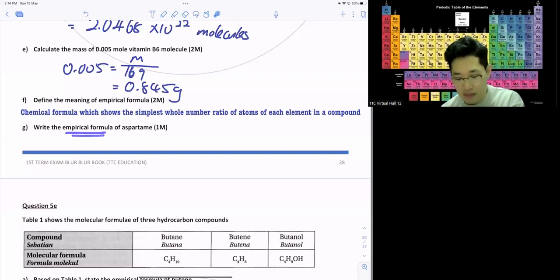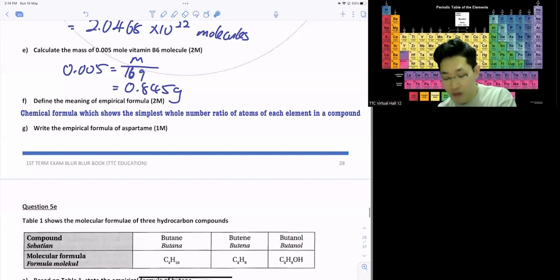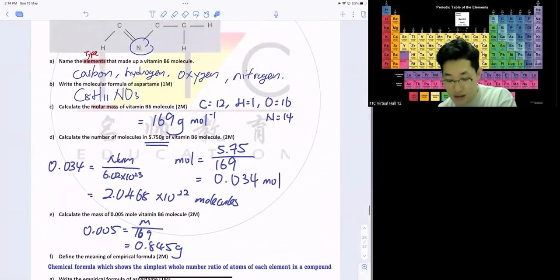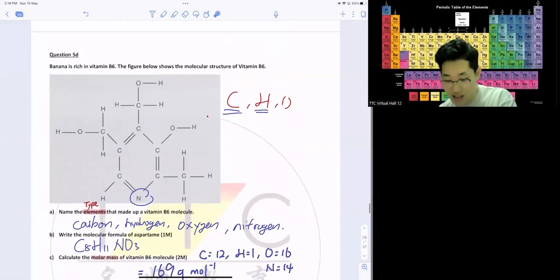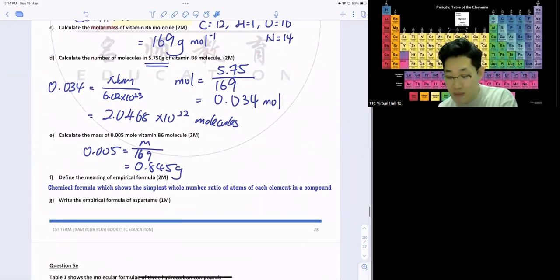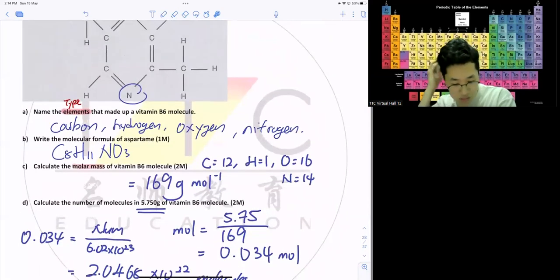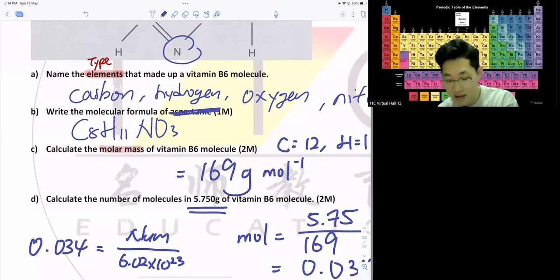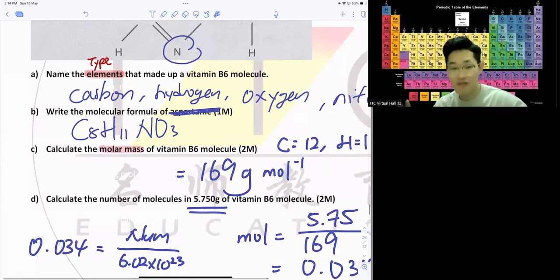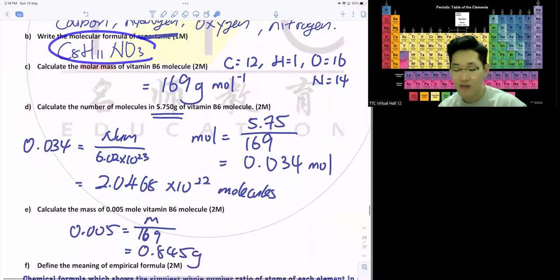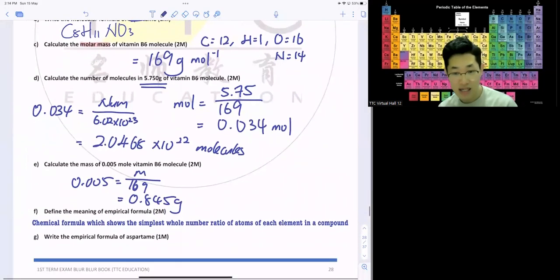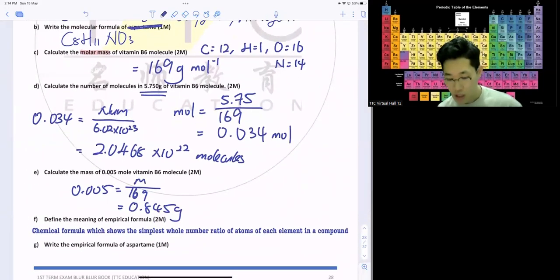Empirical formula of aspartate. I think there's something wrong with the question. They want the empirical formula. Sorry, it's vitamin. Okay, we don't care about it. We just assume that everything is vitamin B6. The whole question is asking for vitamin B6. So the empirical formula for this vitamin B6 cannot be divided anymore. So it will still be C8H11NO3.